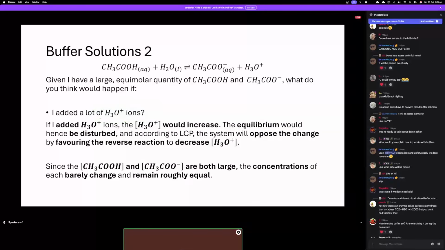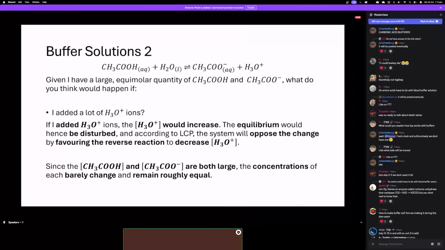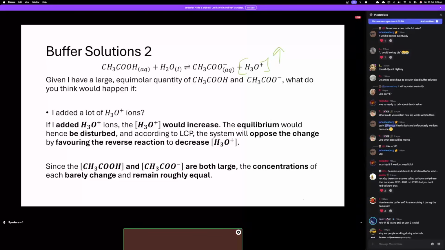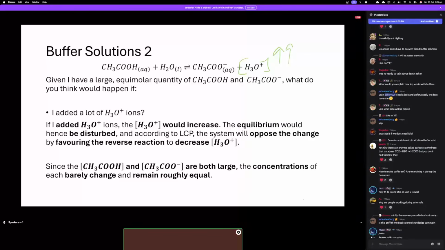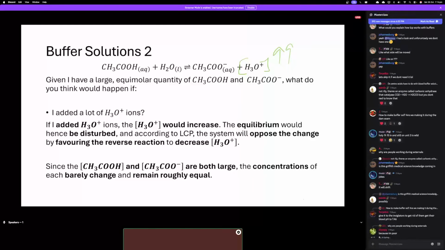If you have a change of concentration of H3O plus, let's say I'm adding this, this should change the pH. That's what we think. But we have LCP. So what LCP will do is, if the concentration of this goes up, then according to LCP, it wants to do something to oppose the change, and so to oppose a change, we will favor the reverse reaction.